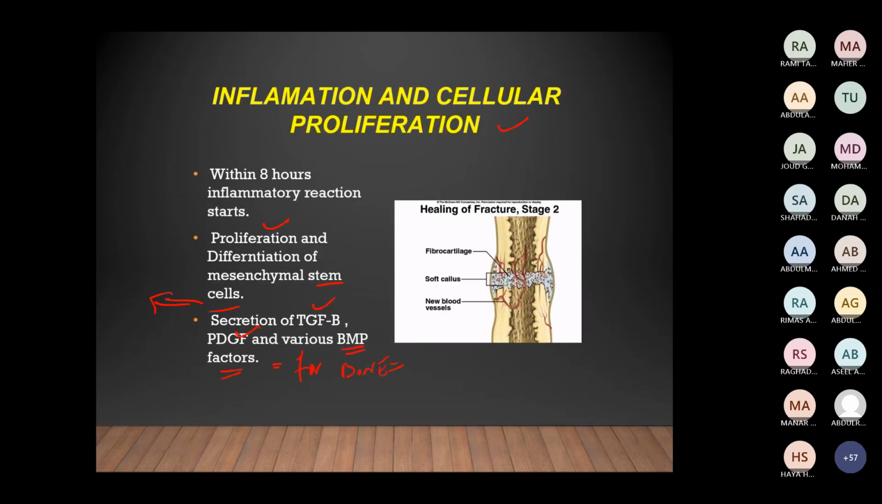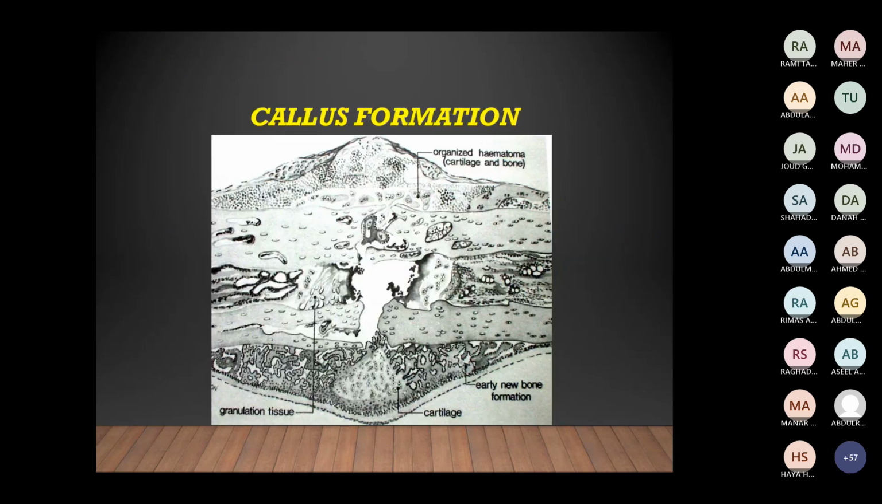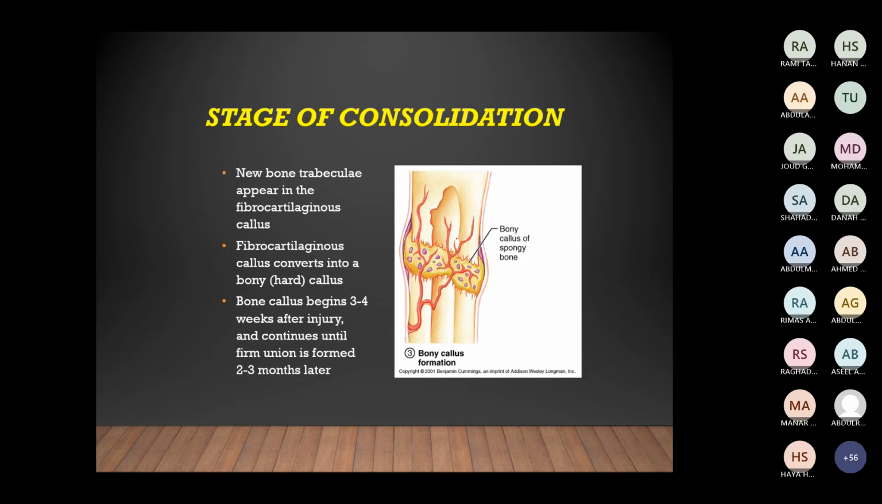Okay, I go furthermore. Now this is a diagram. You don't have to remember. This is very easy. Organized hematoma, cartilage and bone. Cartilage is formed in early new bone formation with the help of bone resorption by osteoclasts and bone formation by osteoblasts. And we have a soft callus, that is granulation tissue. The fourth stage is consolidation. That soft callus will become solid, okay? And that is consolidation.